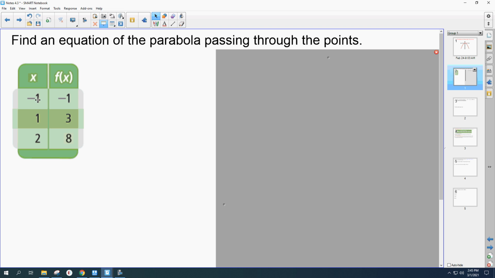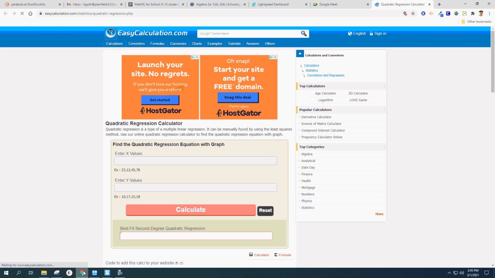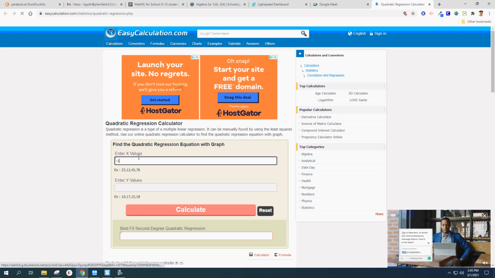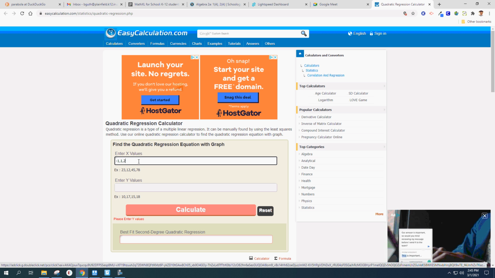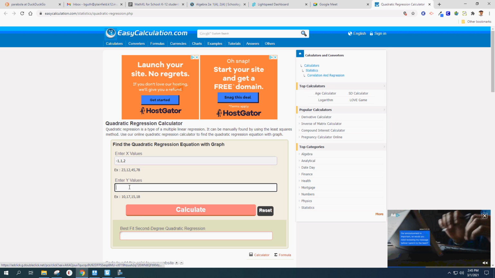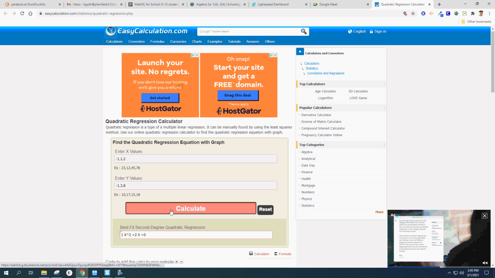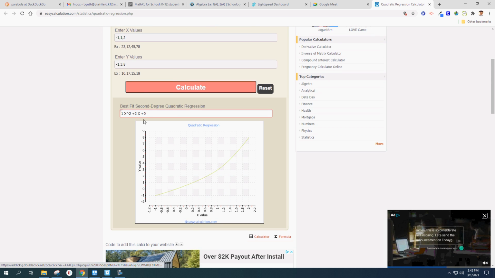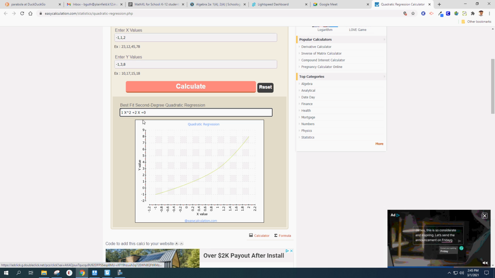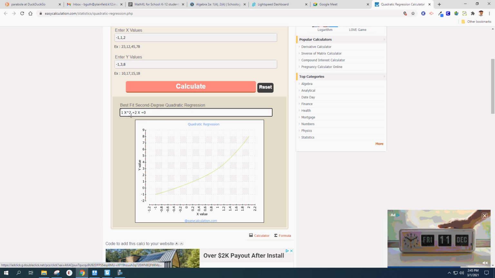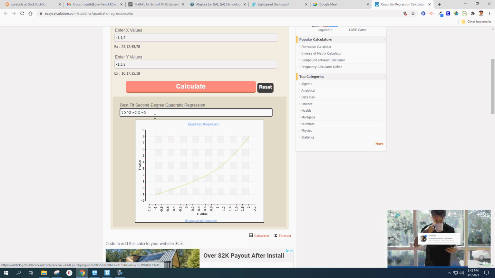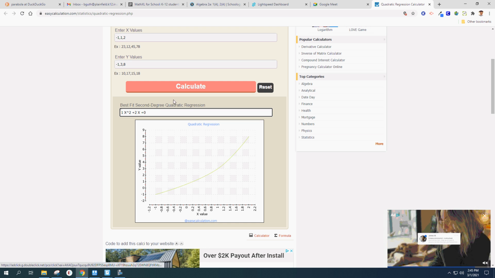Our x numbers were -1, 1, and 2. -1, comma, 1, comma, 2. And our y numbers were -1, comma, 3, comma, 8. So you can hit calculate, but it gives you the equation right there. It looks like 1x squared plus 2x, or just x squared plus 2x.